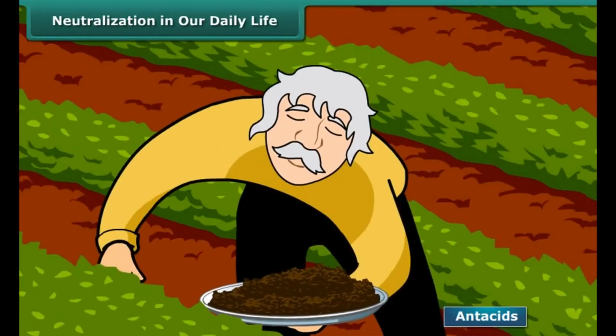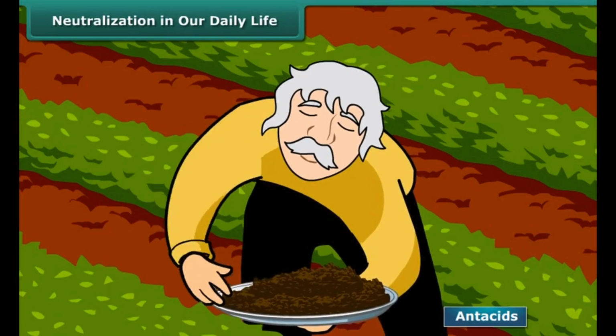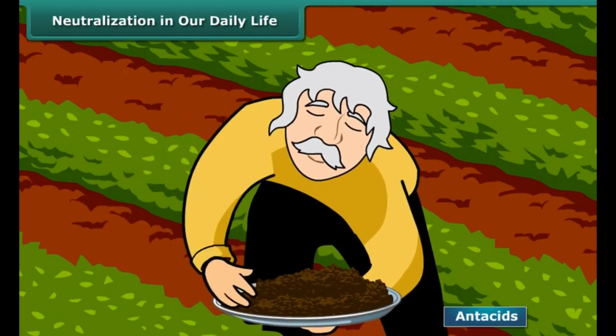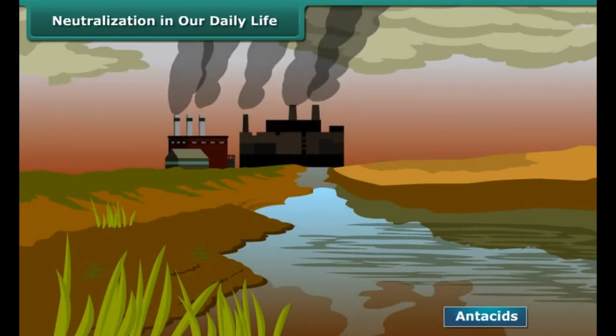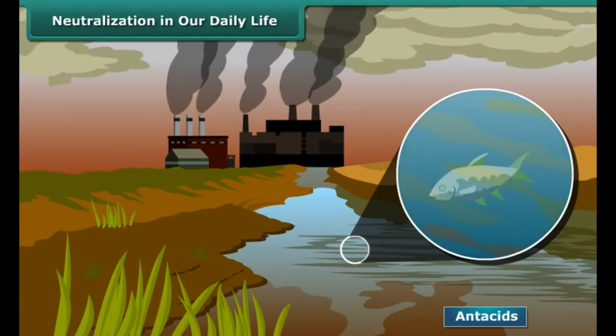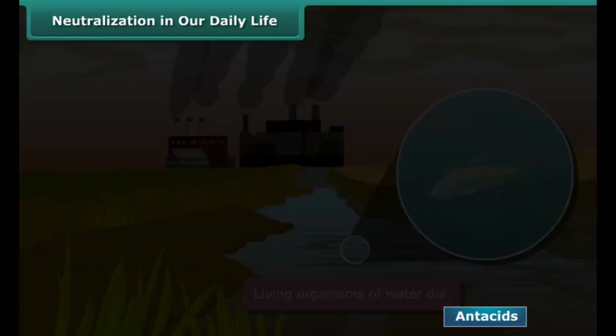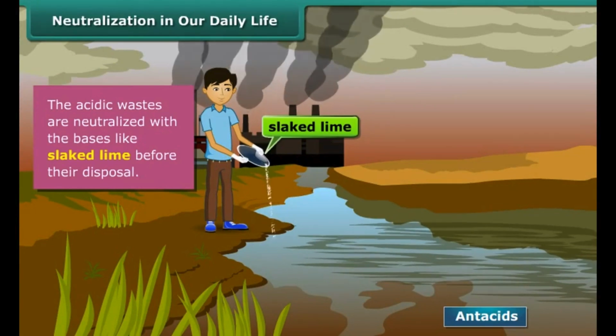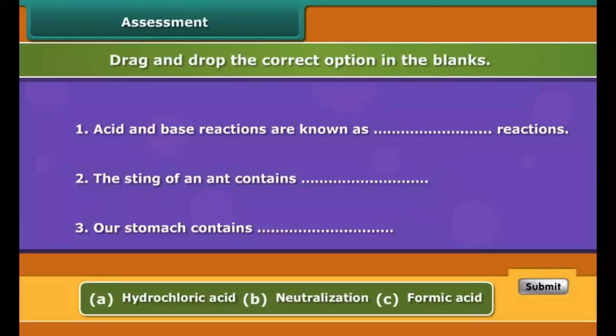Soils which we use for cultivation can become acidic or basic in nature. The basic soils are treated with organic compounds which release acid. Thus, the soil becomes neutral. Many factories release acidic wastes which, after falling in the water bodies, damage them. As a result, living organisms of water die. The acidic wastes are neutralized with bases like slaked lime before their disposal. Drag and drop the correct option in the blanks.